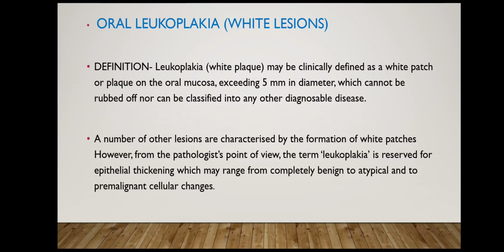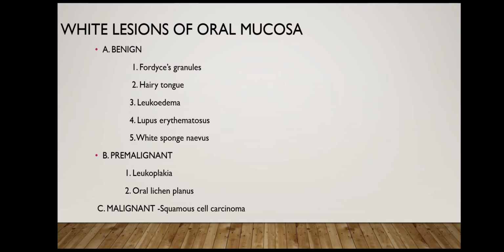Oral leukoplakia is nothing but the white lesions. Oral leukoplakia may be clinically defined as a white patch or plaque on the oral mucosa exceeding 5 mm in diameter, which cannot be rubbed off nor can be classified into any other diagnosable disease. A number of other lesions are characterized by formation of white patches. However, from the pathologist's point of view, the term leukoplakia is reserved for epithelial thickening, which may range from completely benign to atypical and to premalignant cellular changes.